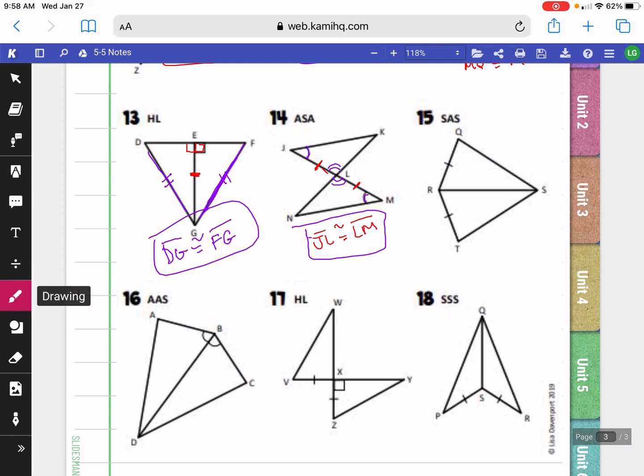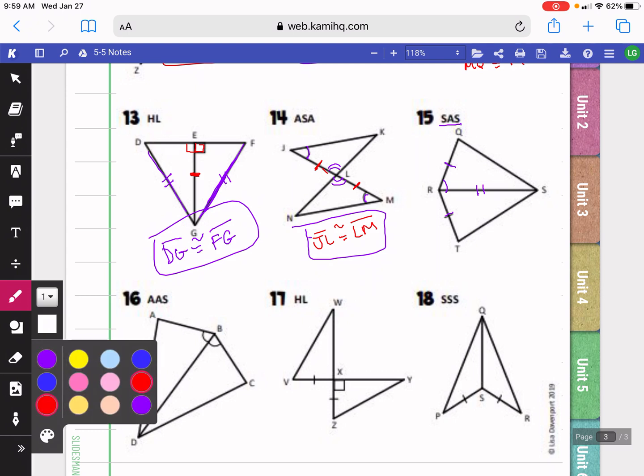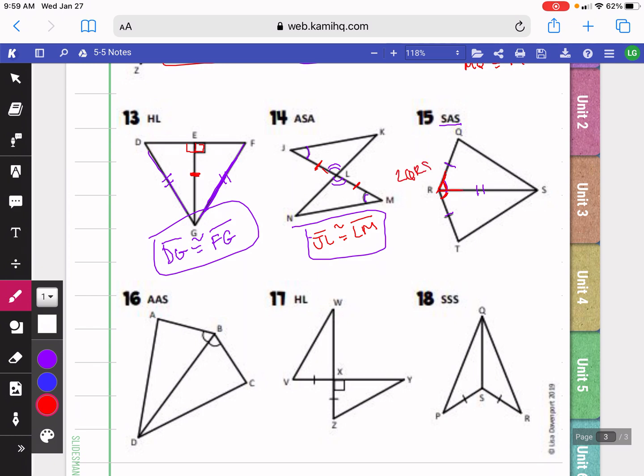Our next question wants us to use side, angle, side. So here we have a side, and we know this side's also congruent. So we would just need to know that the angles in between those are congruent. So this angle up here, I can call it angle QRS. This angle down here, I can call it SRT. So I would need to show that angle QRS is congruent to angle SRT.